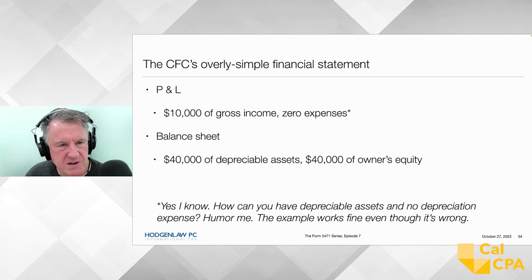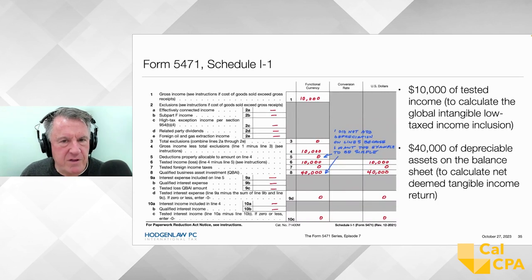So here's my simple example. We've got $10,000 of gross income and zero expenses. And yeah, I know I've got $40,000 of depreciable assets on the books, and I'm not claiming any depreciation deductions, but sue me. It just makes the example a lot simpler and a lot fewer numbers to put on a page. So everything is handwritten in this thing. Thank you, iPad. So Schedule I-1 of Form 5471, this is where we start.